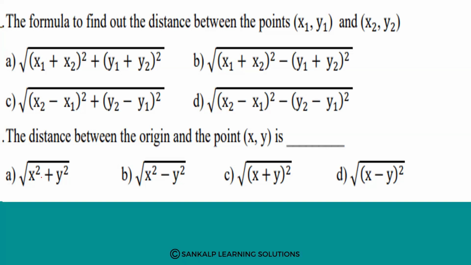The formula to find out the distance between the points x1, y1 and x2, y2. That means you are going to write the distance formula here. So when you get the coordinates x1, y1 and x2, y2, you are going to write the distance formula. That is d is equal to root of x2 minus x1 whole square plus y2 minus y1 whole square, right? So which option is right here? X2 minus x1 whole square plus y2 minus y1 whole square. That is option C is right.